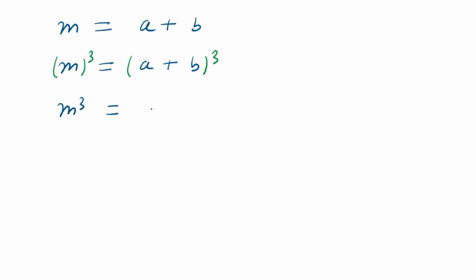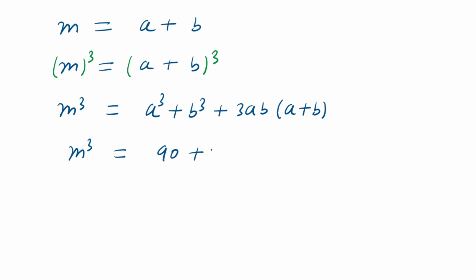Now m is equal to a plus b, since this expression is a and this expression is b. If we take the cube on both sides, on the left hand side m cube is equal to a plus b whole cube, which is a cube plus b cube plus 3 times ab multiplied by a plus b. Then m cube is equal to a cube plus b cube plus 3ab times a plus b. We know that the value of a cube plus b cube is 90, plus 3 times the value of a times b, which is 7, and a plus b is m.